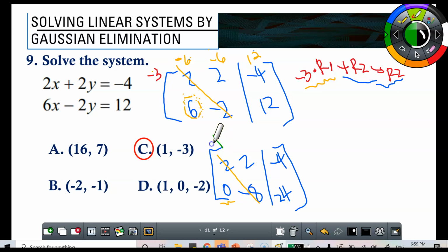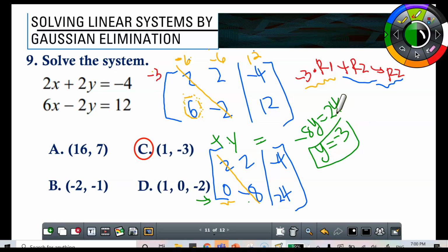First column is x, y equals sign on the other side, right? So the second row tells you negative 8y equals 24. Write it down. Negative 8y equals 24. Keep solving it. Y equals negative 3. You divide by negative 8, right?